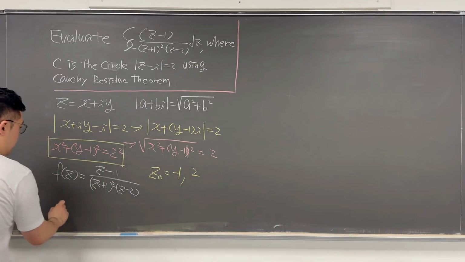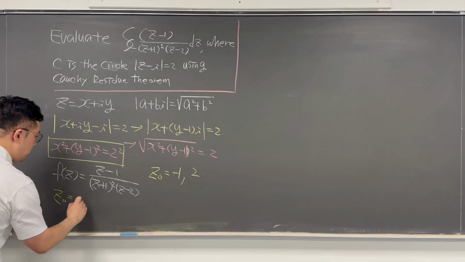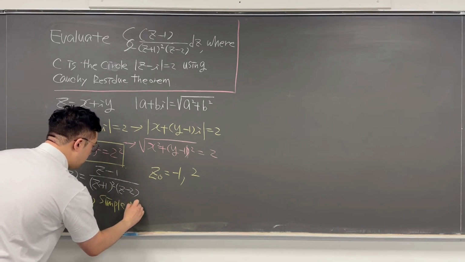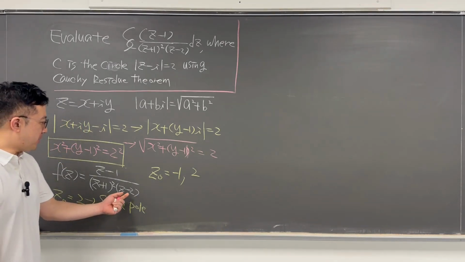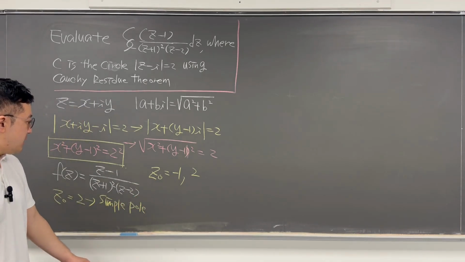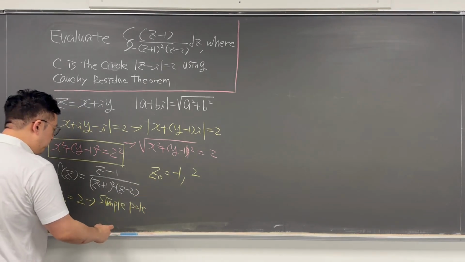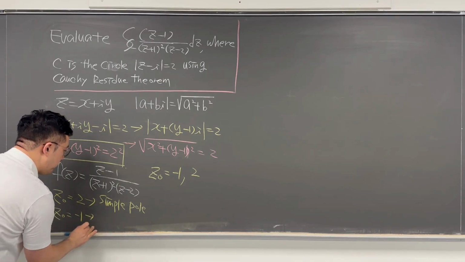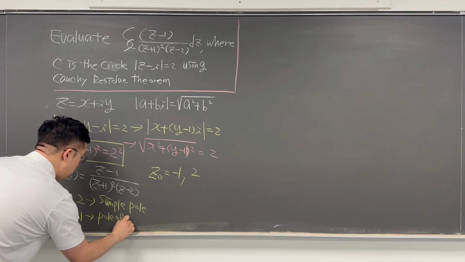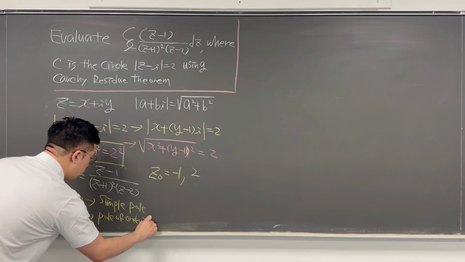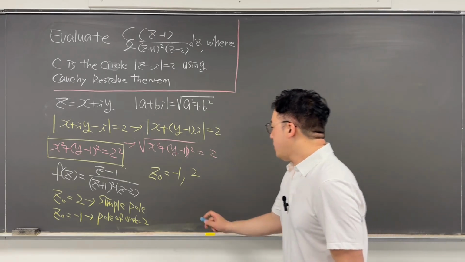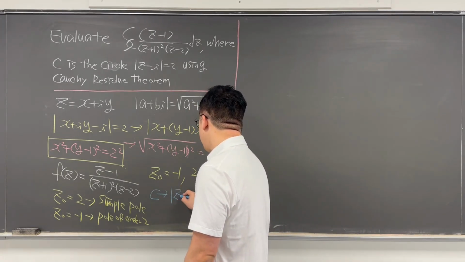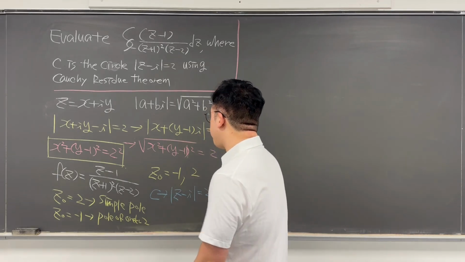For example, z naught, if this is equal to 2, this is a simple pole, because the multiplicity of the factor of z minus 2 is equal to 1, right? So this is the pole of order 1 that we can say simple pole. And if z naught is equal to negative 1, this is the pole of order 2. Then at the same time, C was the absolute value of z minus i, that is equal to 2.